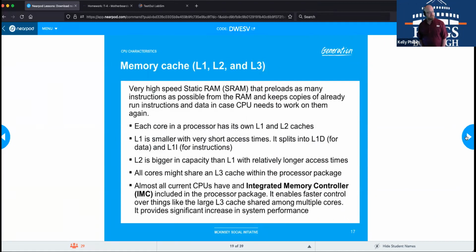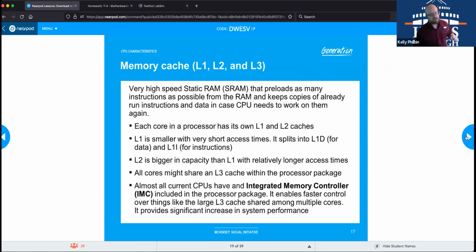So we talked about this. Each core has its own L1 and L2, where the L1 is directly on the processor, the L2 is directly outside the processor. L1 is smaller, with very short access time, and splits into L1D for data and L1I for instructions. L2 is bigger in capacity than L1 with longer access times. And then you have an L3 cache, which is shared by all cores within the processor package.